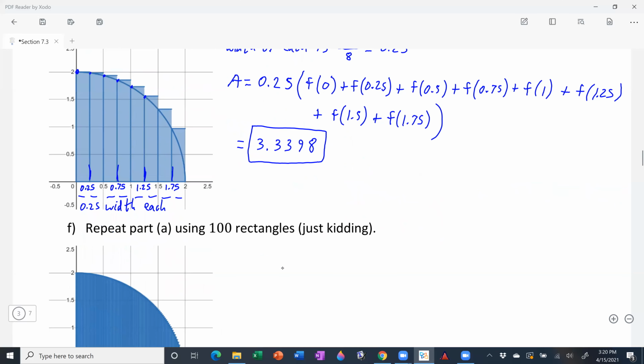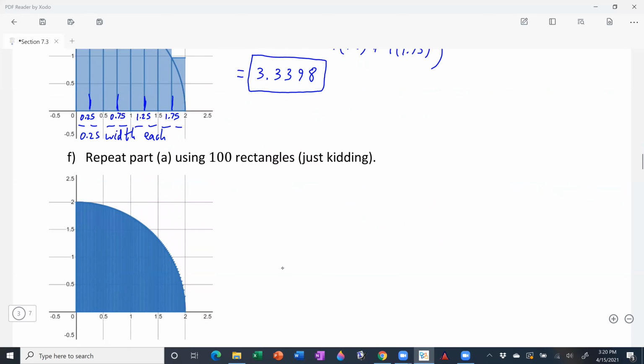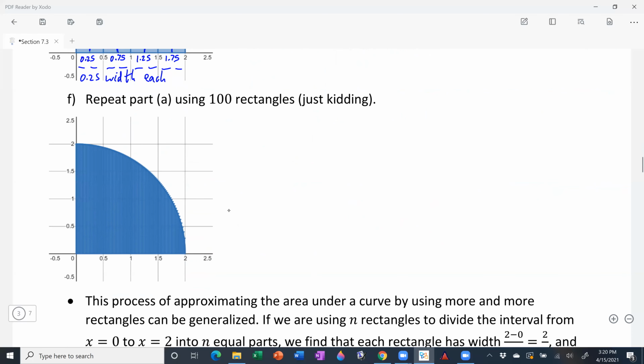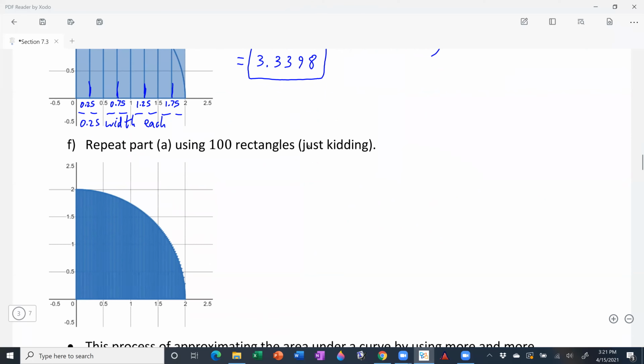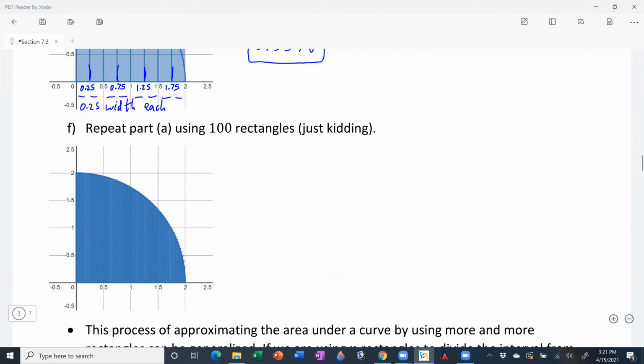Okay, and so maybe you already saw this down here, part F. Let's repeat part A using 100 rectangles. And I'm just kidding. Here's kind of a picture where I generated it with Desmos. And as you can see, if we did 100 rectangles, I'm definitely not going to do that. But just look at this right here. You can see that it's kind of like little fuzzy, little rectangles poking out of the sides here. But just notice that it's really tightly fitting inside the circle.